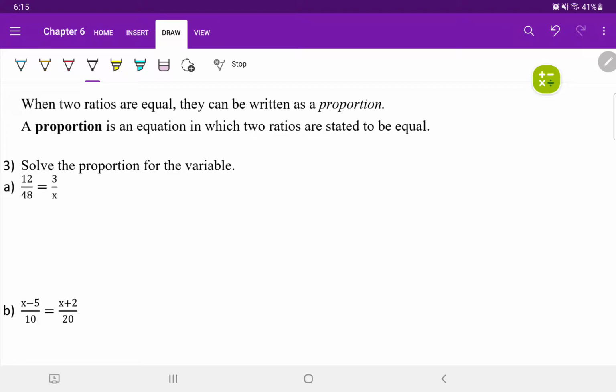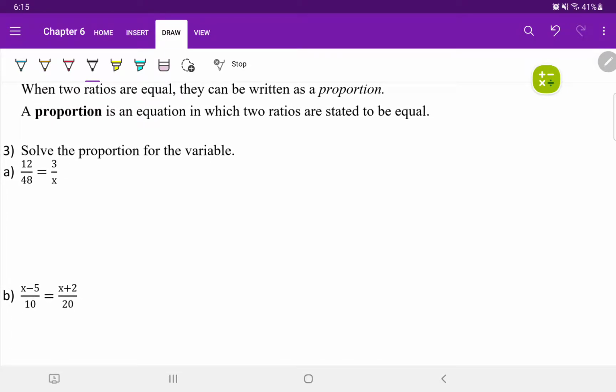So this next part is going to be very algebraic, which takes you back to college algebra or algebra in high school. Now, we want to solve the proportions for the variable. Utilize cross multiplication. Multiply the numerator of the first fraction with the denominator of the second fraction. That is going to be 12 times x, which is 12x, which equals multiplying the numerator of the second fraction with the denominator of the first fraction, 3 times 48. So that's 12x equals 144.